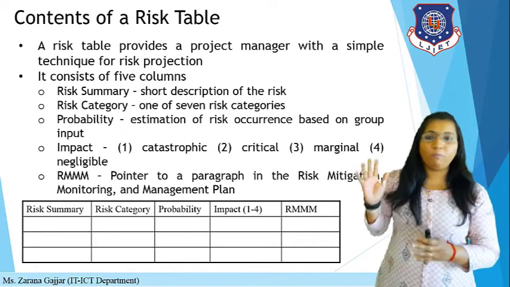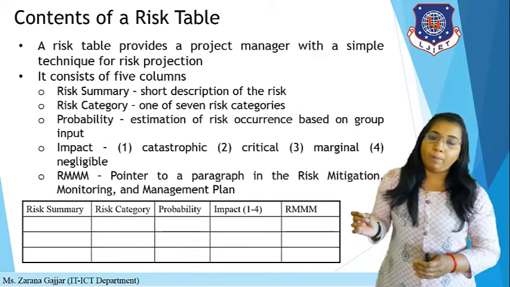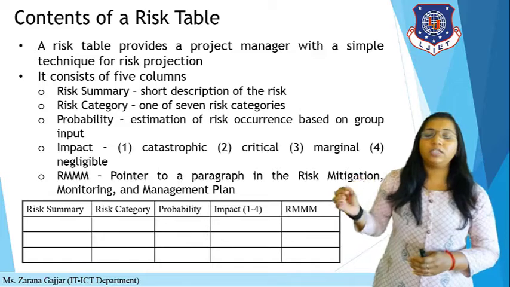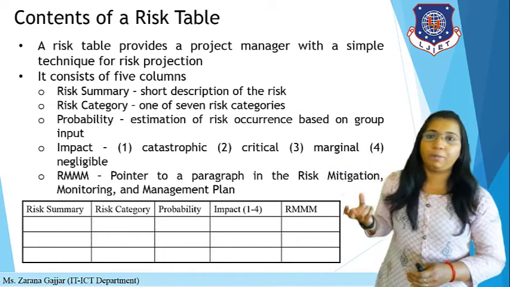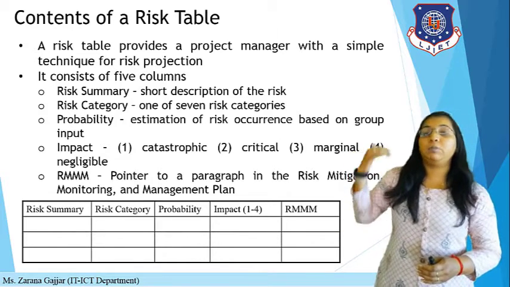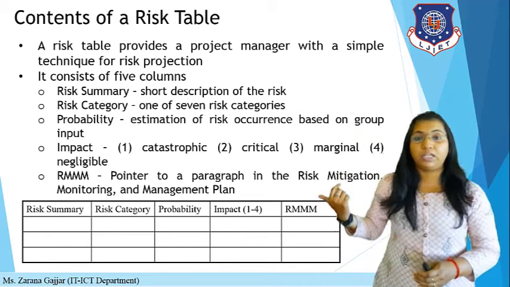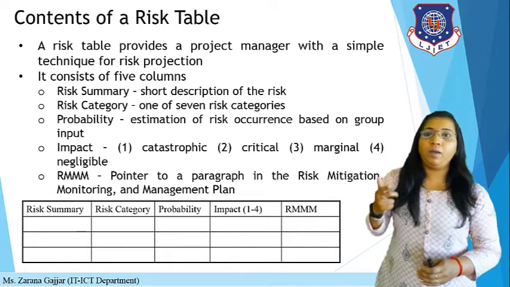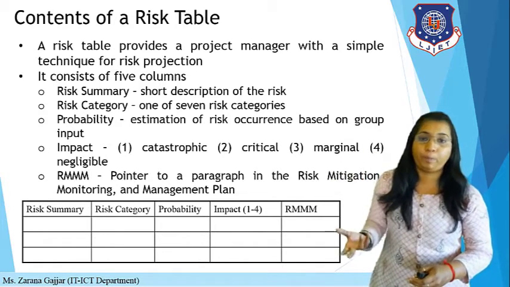It consists of basically five columns: risk summary, risk category, probability, impact level and RMMM. Risk summary means you have to define a short description of the particular risk. Then risk category: we have already discussed the known and predictable risk categories, those seven categories, in the previous lecture. Then you have to define the probability, which means the estimation of risk occurrence based on group input.